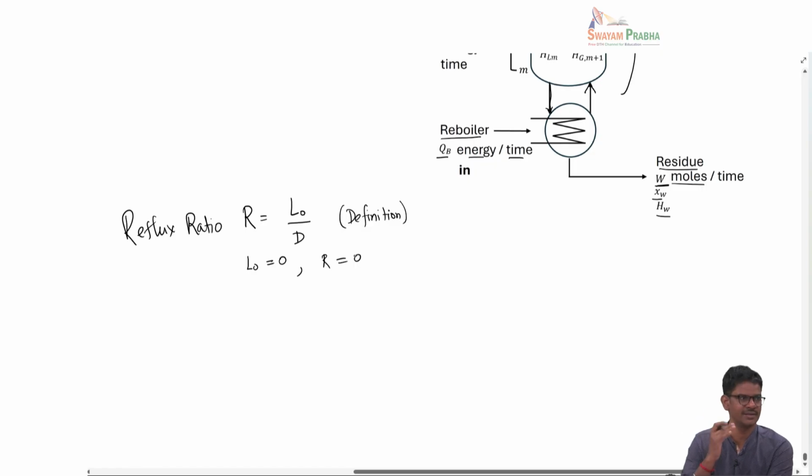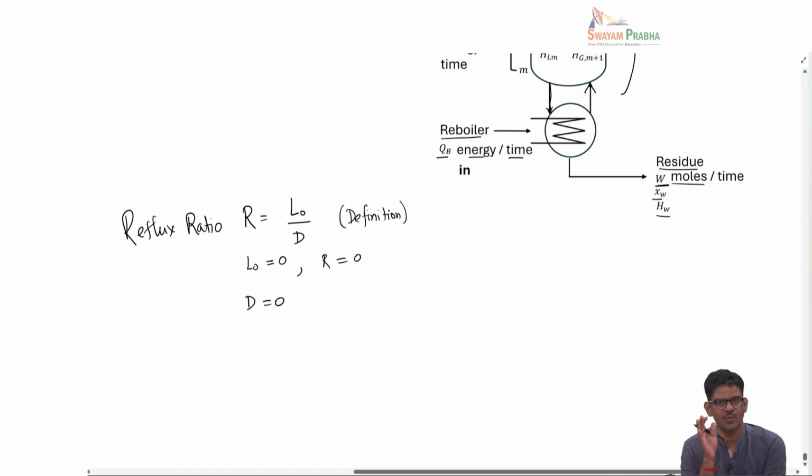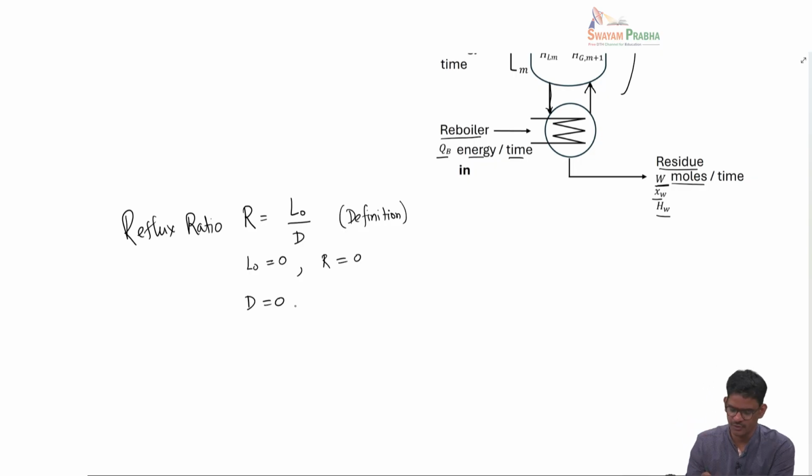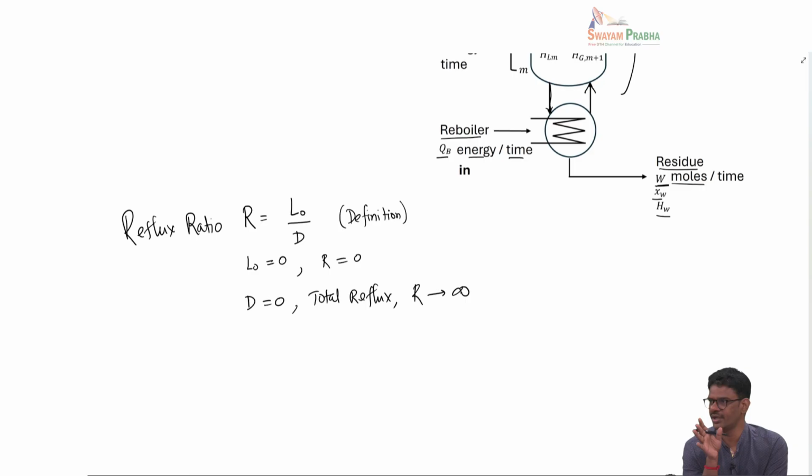Okay, so this is one extreme possibility. Another possibility is that I take D equal to 0, which means that whatever is condensing in the condenser, I am sending the total liquid back as reflux, and no distillate is drawn out. This corresponds to what is called total reflux, and for this R is infinity. So you can see that the reflux ratio can be operated anywhere between 0 to infinity based on this definition.